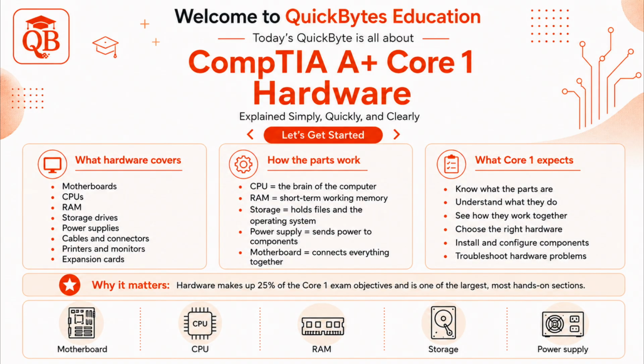For example, the CPU is like the brain of the computer. RAM is short-term working memory. Storage holds files and the operating system. The power supply sends power to the components. The motherboard connects everything together. Core 1 does not just ask you to memorize parts. It also expects you to understand how to choose, install, configure, and troubleshoot them.